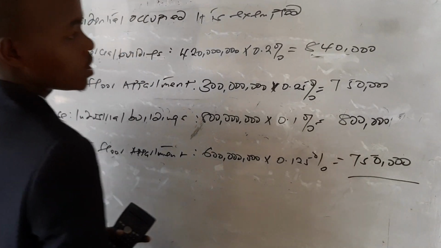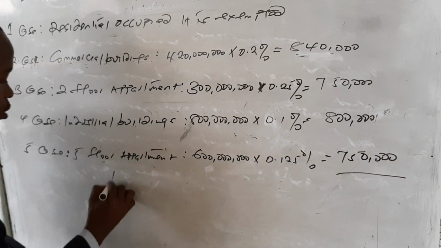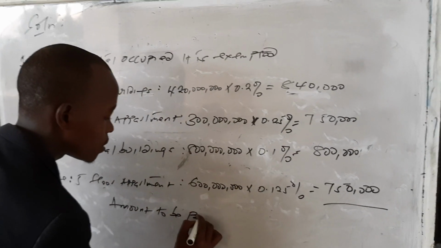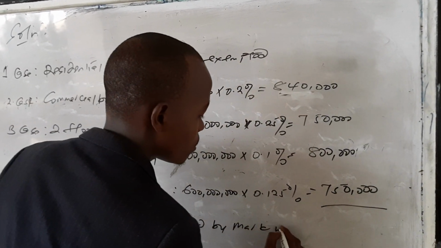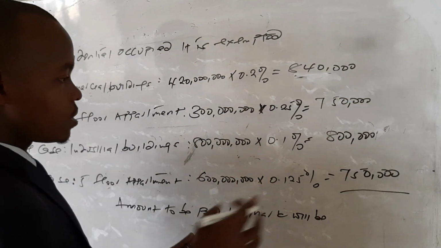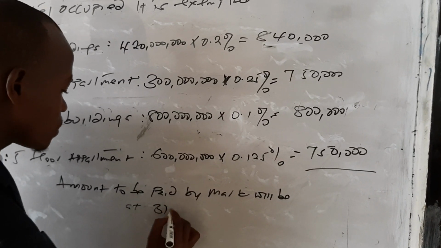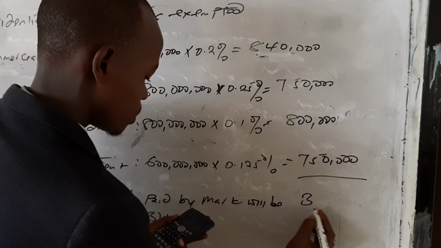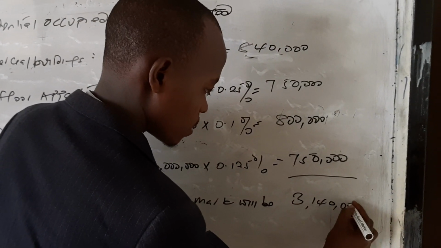So therefore, we need to see the total taxes here, the amount to be paid. In other words, it is the tax liability. It is the summation of this amount. At 31st December 2020 it is 3,140,000 Rwandan francs.